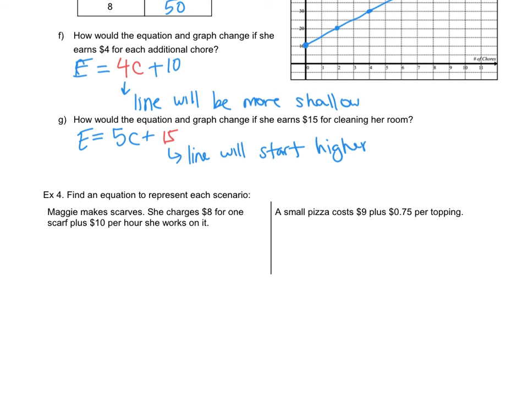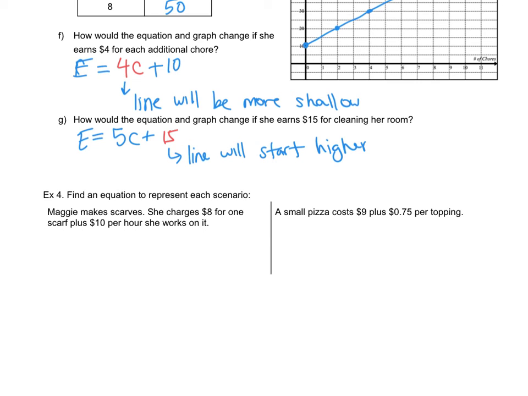Now let's finish up with 2 more examples. We're not going to do the full process with the graph, the table, all of that. We're just going to write an equation for each scenario, because if you can do that, you should be able to do the rest of it.